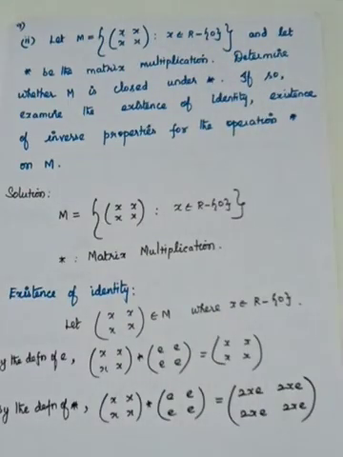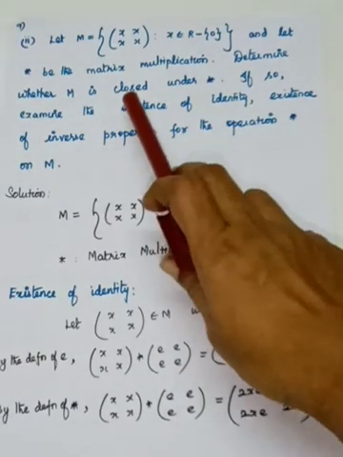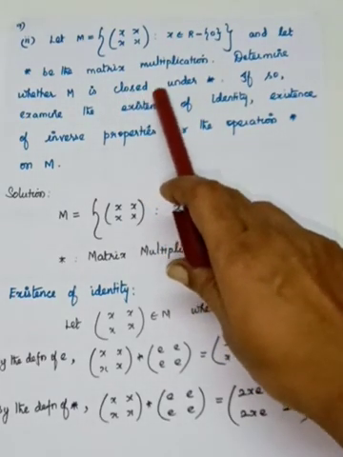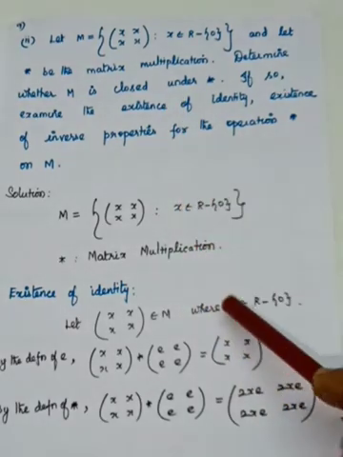And coming to the second subdivision, the same thing. Let M be the set of all matrices of the form 2 by 2 matrix x, x, x, x, where x belongs to R minus 0, and let asterisk be the matrix multiplication. Determine whether M is closed under asterisk. If so, examine the existence of identity and existence of inverse property for the operation asterisk on M. Already in the previous subdivision we have proved M is closed under asterisk, so that's why I didn't write it here.